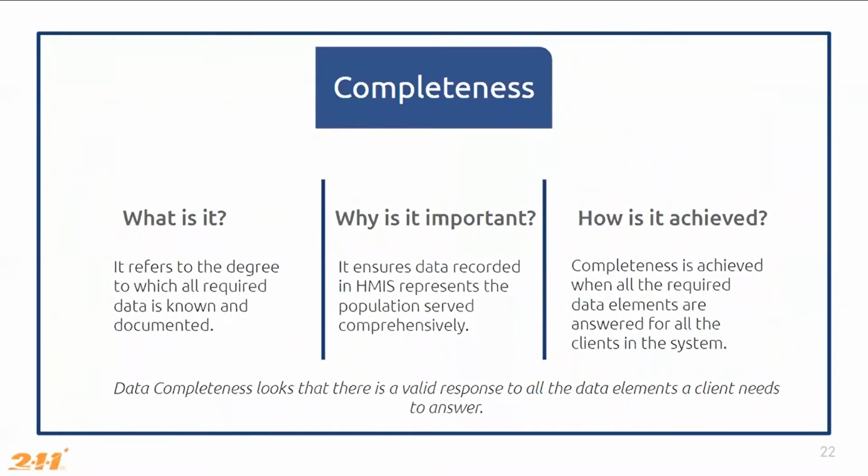Okay, so now let's take a look at completeness. What is completeness? According to HUD, data completeness refers to the degree to which all required data is known and is documented in HMIS. So this is looking at whether there's a valid response to all the data elements required for a client. Remember that a valid response excludes data not collected, client doesn't know, and client refused. Those are not considered valid responses.